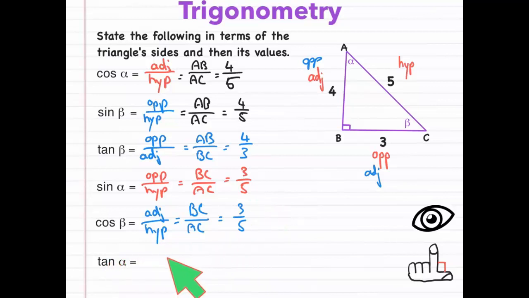The tangent of alpha. Now, tangent of alpha, so that means we're viewing it from this side. That's my opposite, that's my adjacent. We're looking at the red ones. And we know that the tangent of any angle will always be my opposite divided by my adjacent. And my opposite in red will be BC, and my adjacent will be AB, and that is 3 over 4, and we are done.